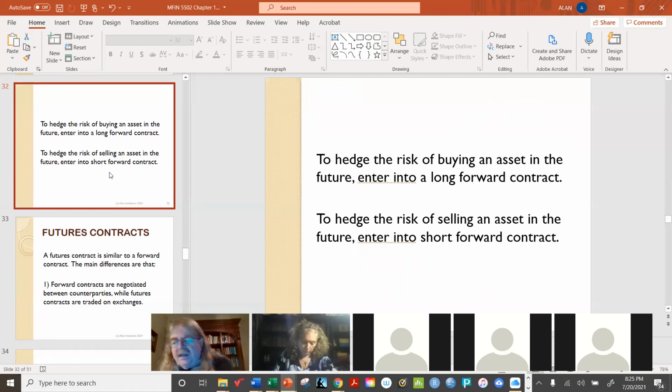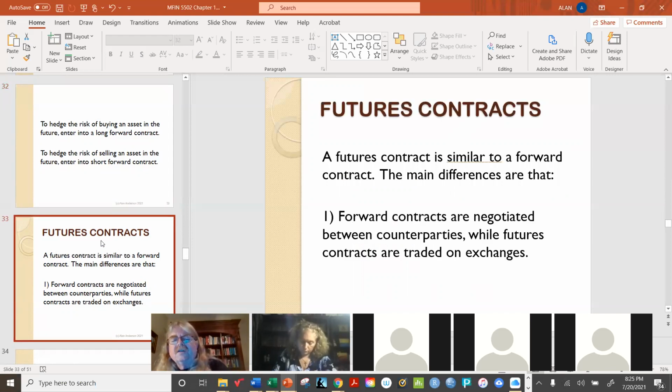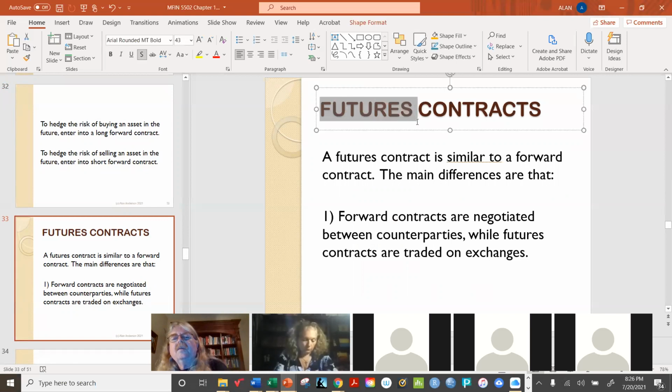Now, in the marketplace, there's also available to us something called a futures contract, and the name tells us that it's very similar to a forward contract. Because again, it gives us the idea that we're locking in the price at which we can do something in the future. So the differences between these two contracts are more institutional. The basic logic is exactly the same.